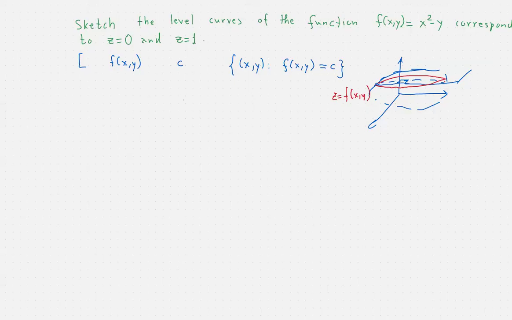So in this particular problem, we would like to actually sketch two specific level curves. And the general idea here is that level curves corresponding to values that are close to each other should be expected to look very much alike. Okay, so what do we do here?